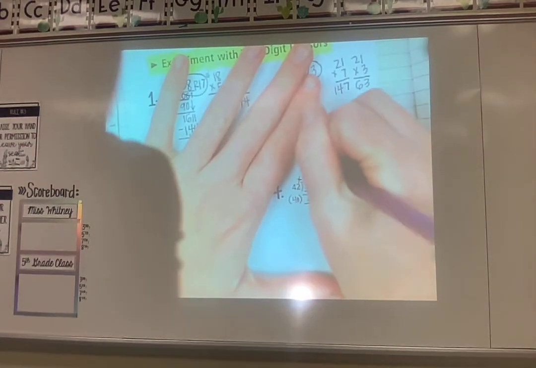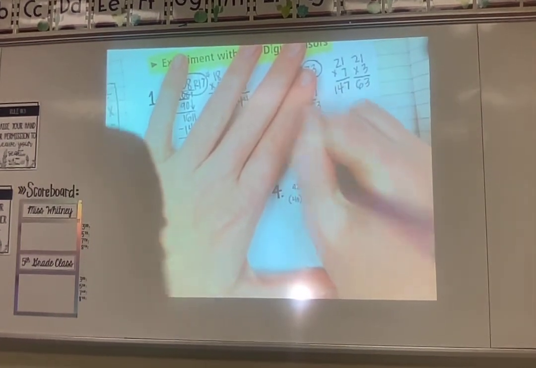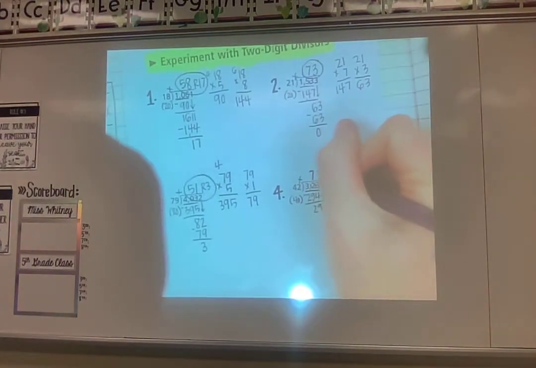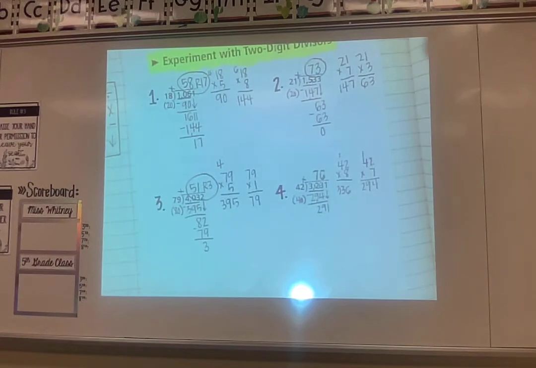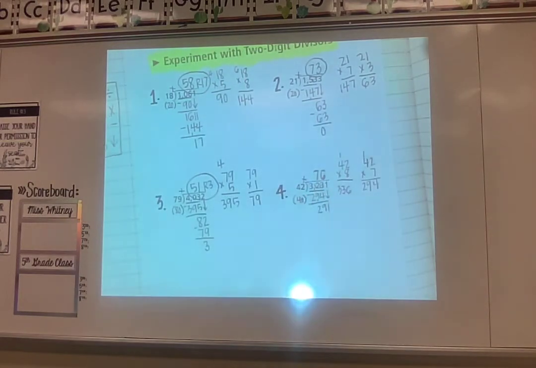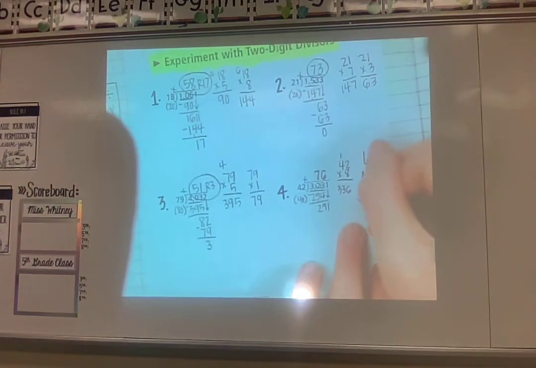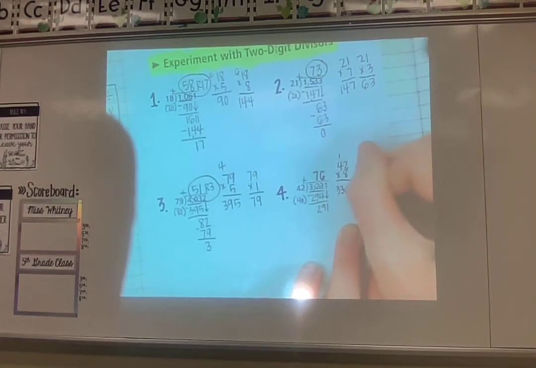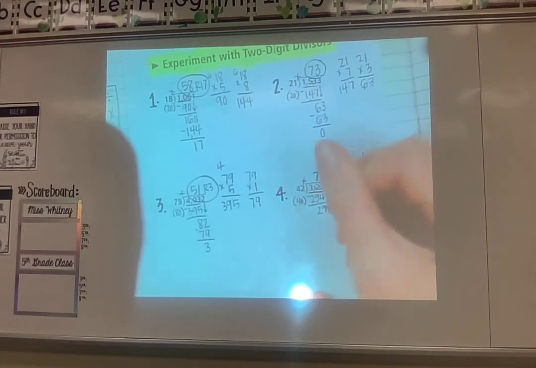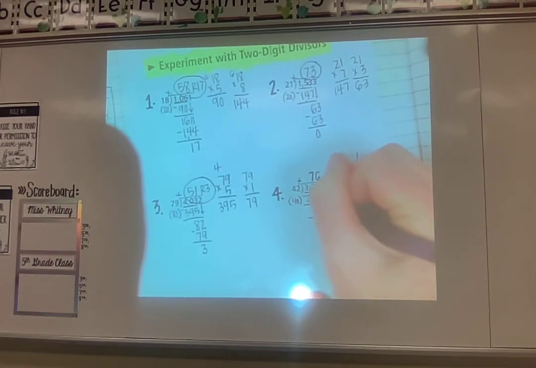So instead of a 7, what does this have to be? A 6. I need to bump it down 1. 7 was too big. Remember, sometimes that happens. It just tells me I need to bump it down 1. So we need to do 42 times 6 to see how much that is. 42 times 6 is 252. So we're going to subtract 252.